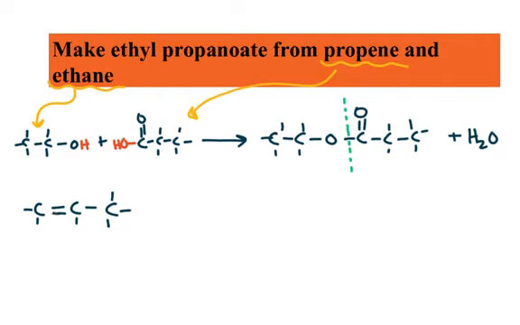So the propene I need to turn into a propanoic acid. And because I'm starting with double bonds, I have to do an addition reaction. If I look at my end goal, I need a C double bond OH, and that's a carboxylic acid, and I make carboxylic acids through the oxidation of alcohols. So really I want an alcohol here.